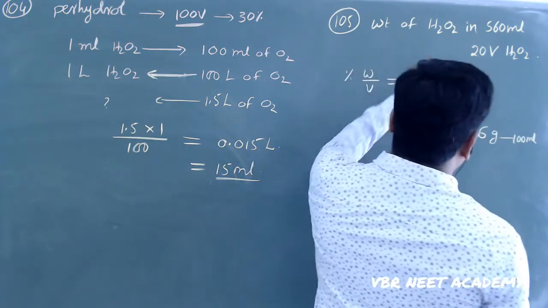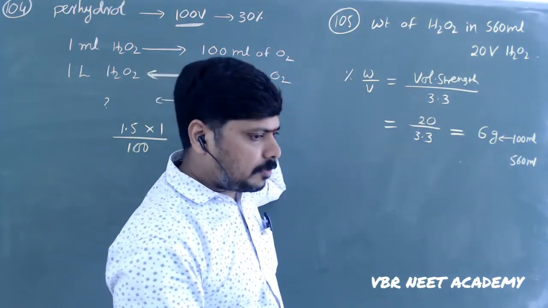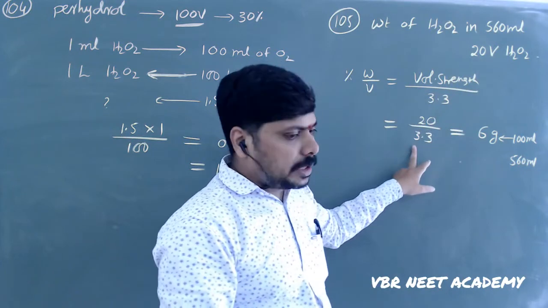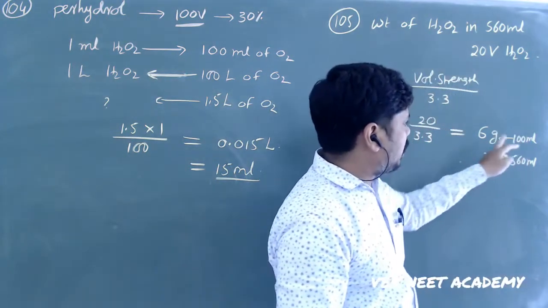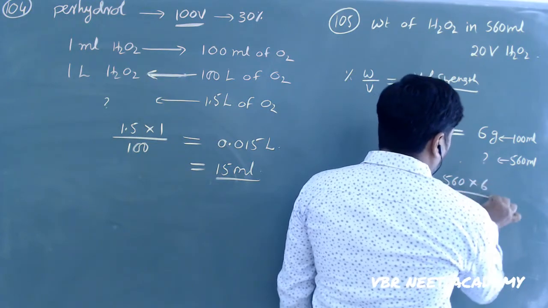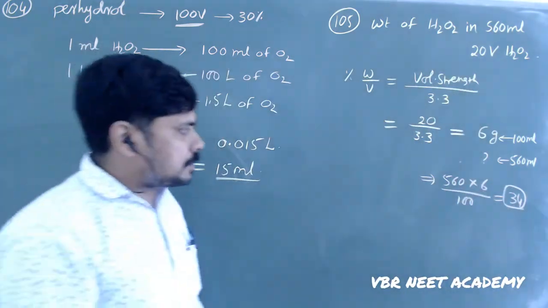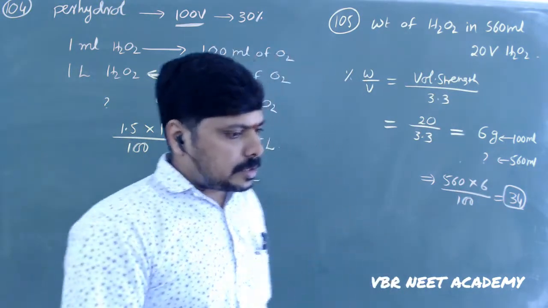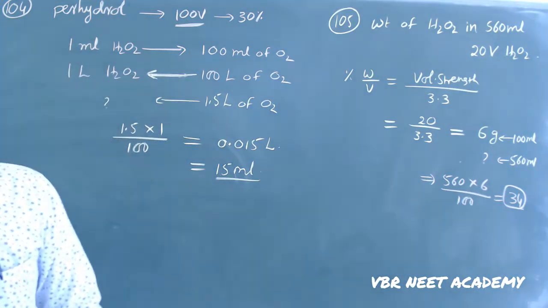So they are asking in 560 ml. Understand, everyone? Percent W by V, already we calculated the formula given, is volume strength by 3.3. Volume strength given is 20, so 20 by 3.3 is nothing but 6 grams present in 100 ml. So 560 ml consists of how much? If 100 ml consists of 6 grams, 560 ml consists of 560 into 6 by 100. So approximately you are going to get 34 grams, which is 6 into 5.6. The options we have are 30, 69, 34, 32, 33.4. So you get 34 grams.